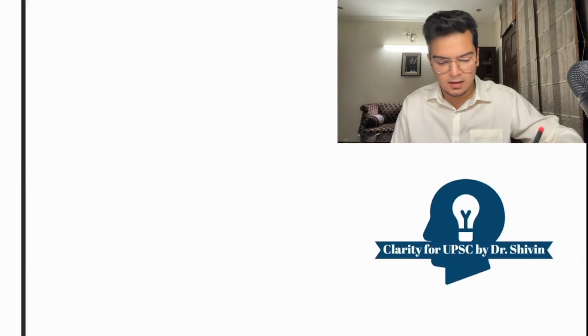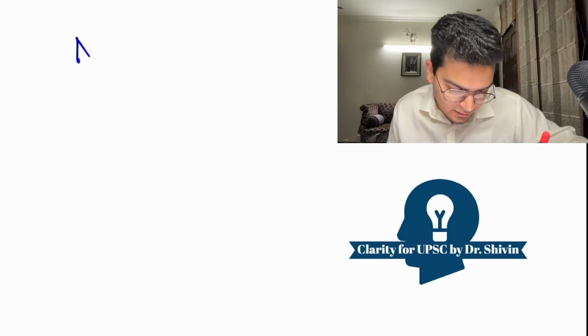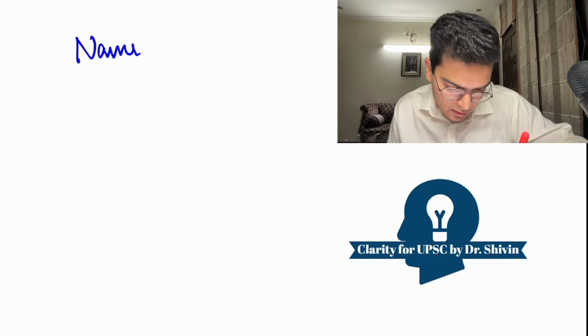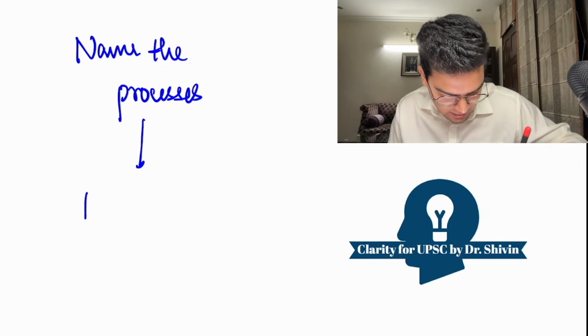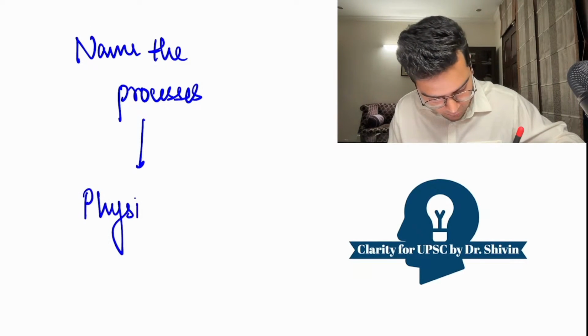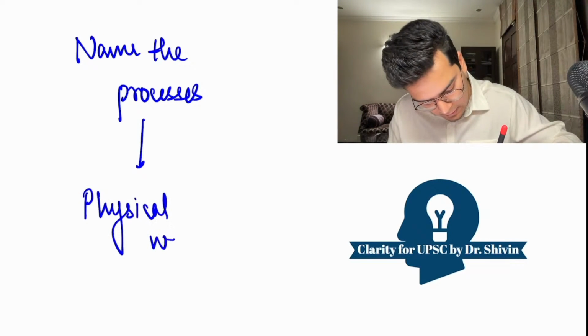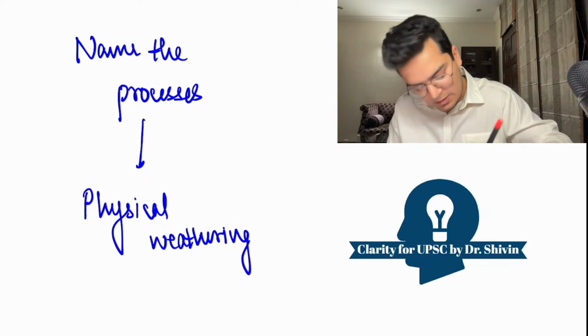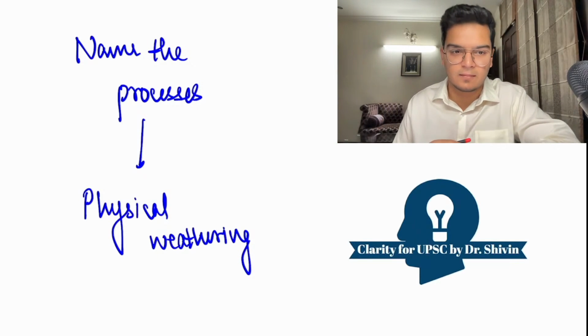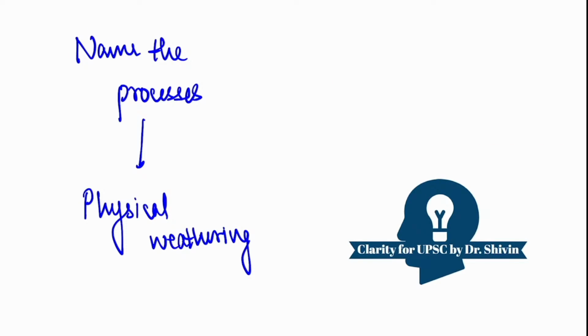All right. Next question. Name the processes of physical weathering. How physical weathering occurs. Name all the processes. Don't explain them to me. Just name the processes of physical weathering. Again, 1 minute for you to answer this question.